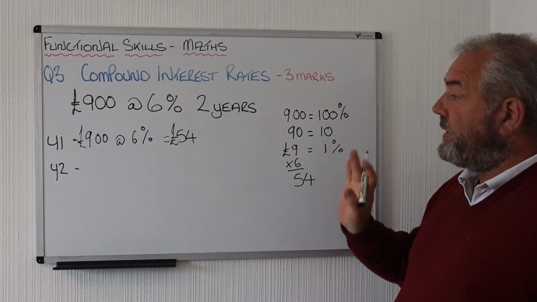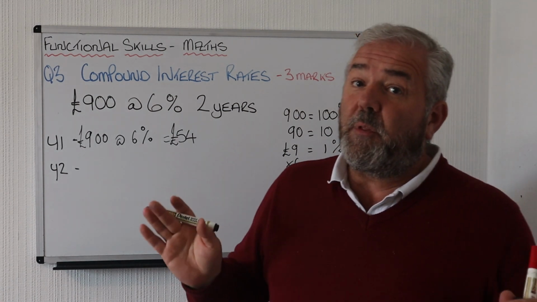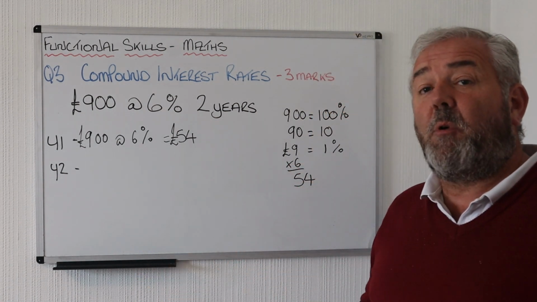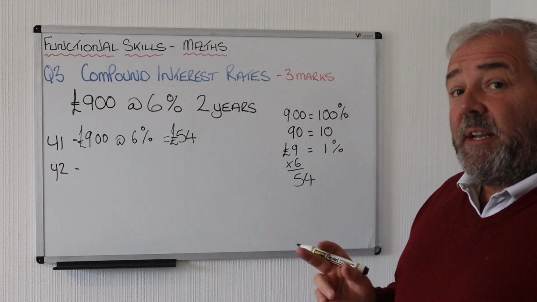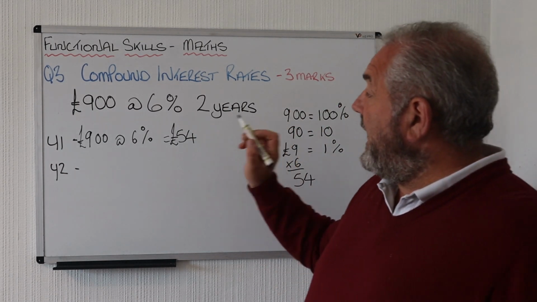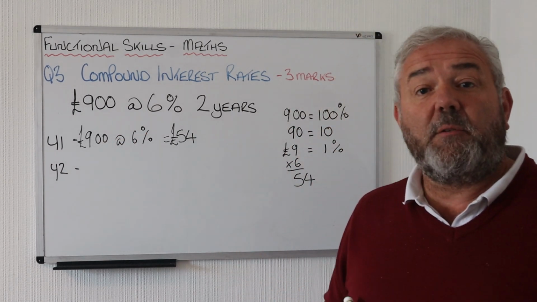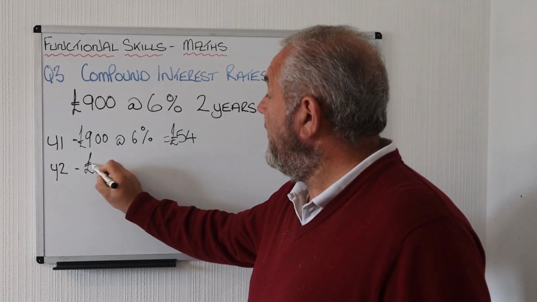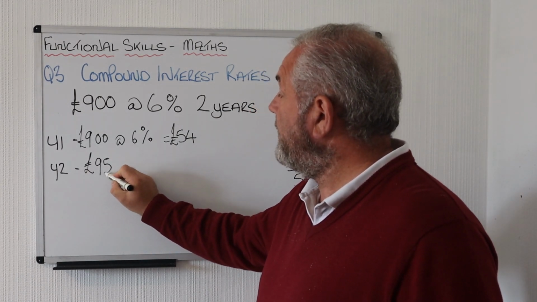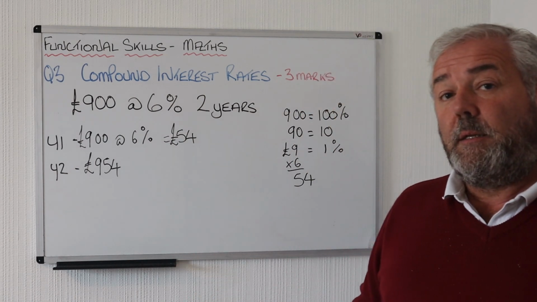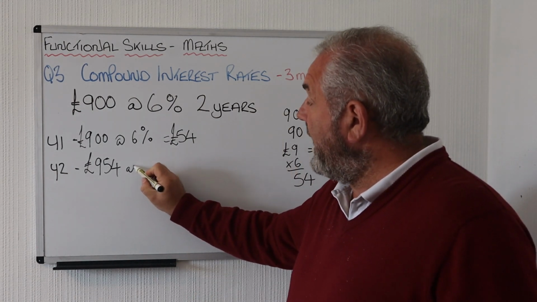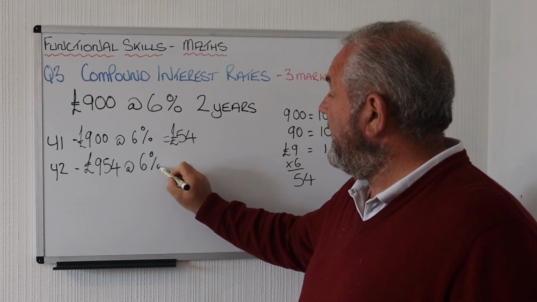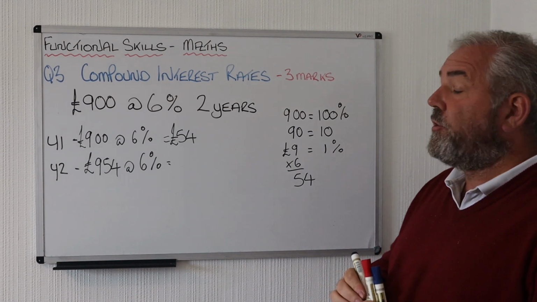Okay, so that's what happens after year 1. I've done nothing with my money in the bank. That's exactly what I've earned. To find out what we earn in the second year, we take the total, so £54, and add it on to our 900. So it gives us a grand total as a starting point at the beginning of year 2 of £954. So now we've got to calculate what 6% of 954 is.